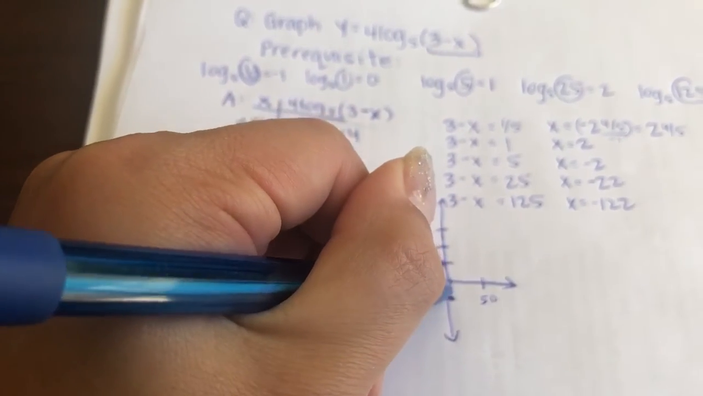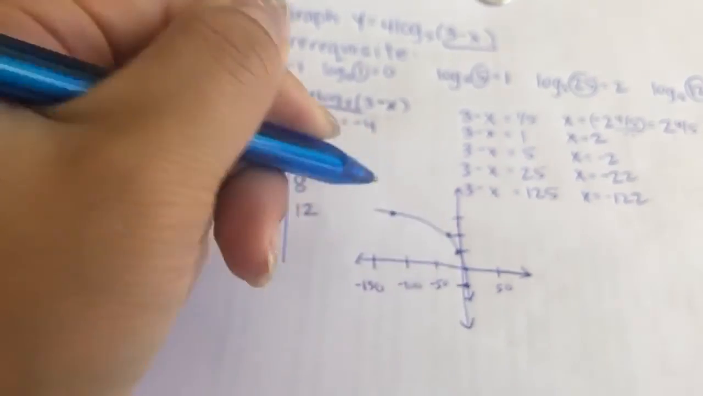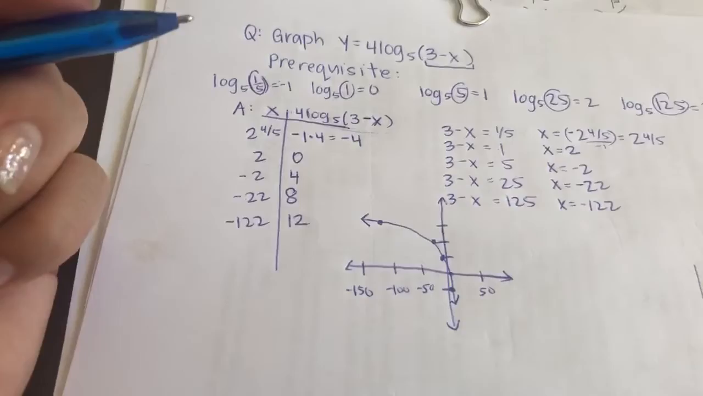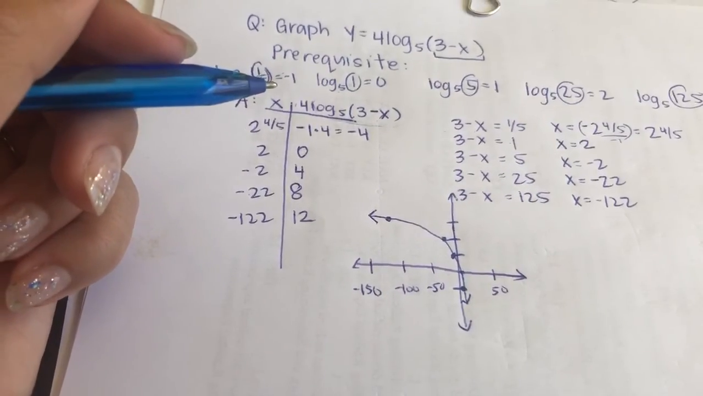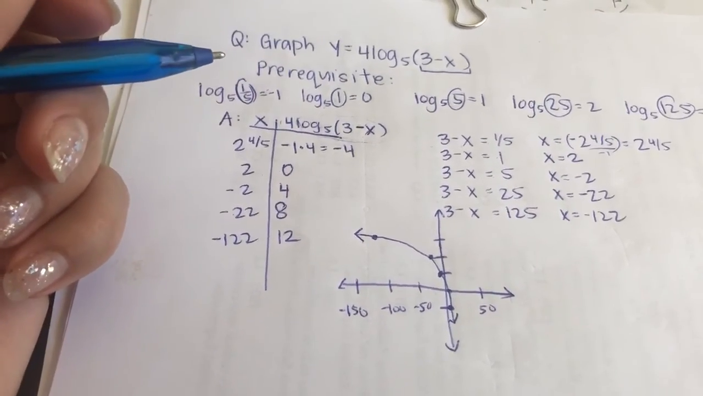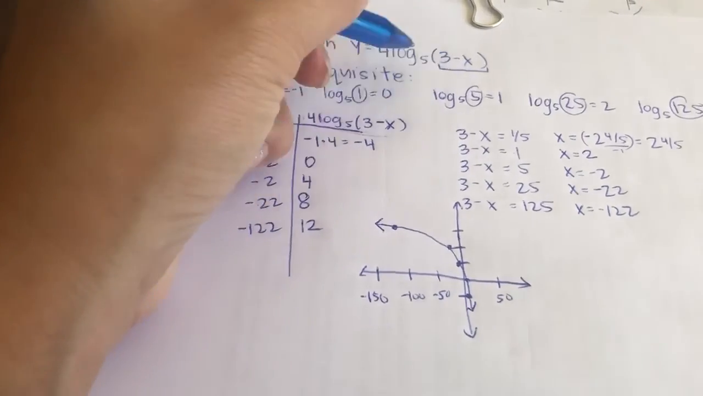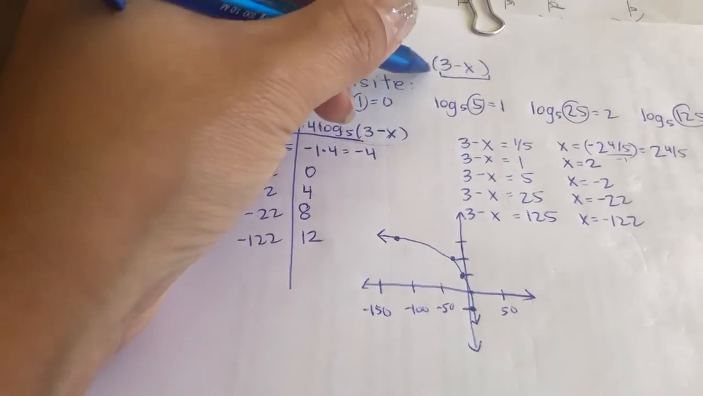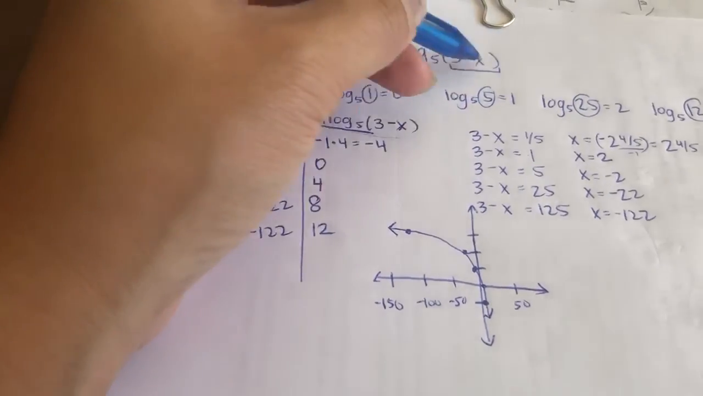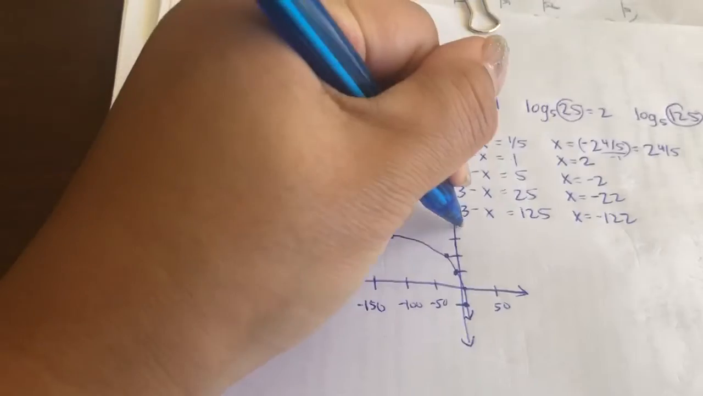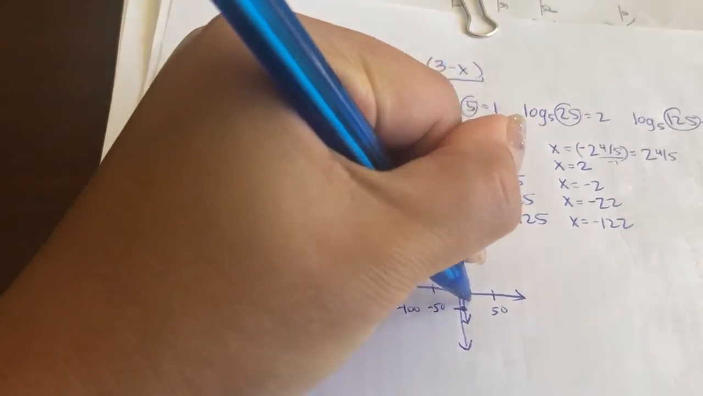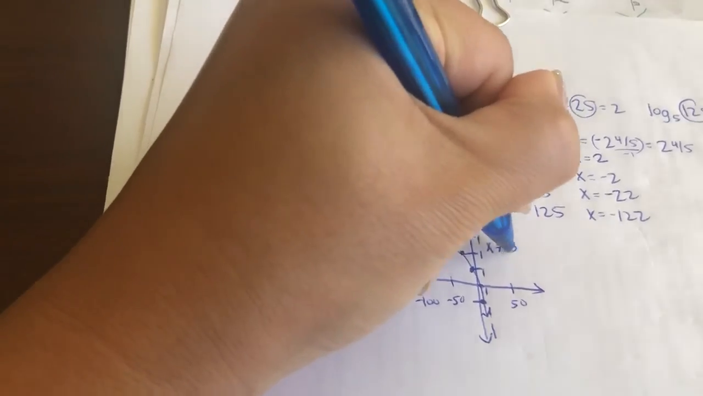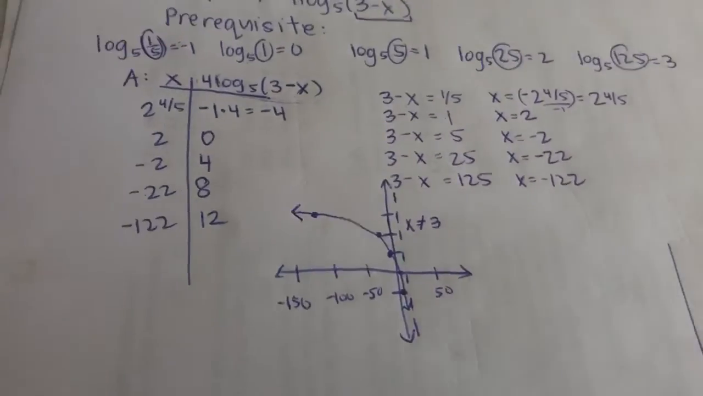Our graph is going to make a weird curve. It kind of looks like an exponential curve, except it's a logarithmic curve, which is decreasing. Ta-da! There's also going to be an asymptote at 3. X can never be 3 because 3 minus 3 is 0, and 5 to the what equals 0? You cannot do that. So there's an asymptote where x cannot equal 3. Ta-da! That's the graph of our logarithmic function.